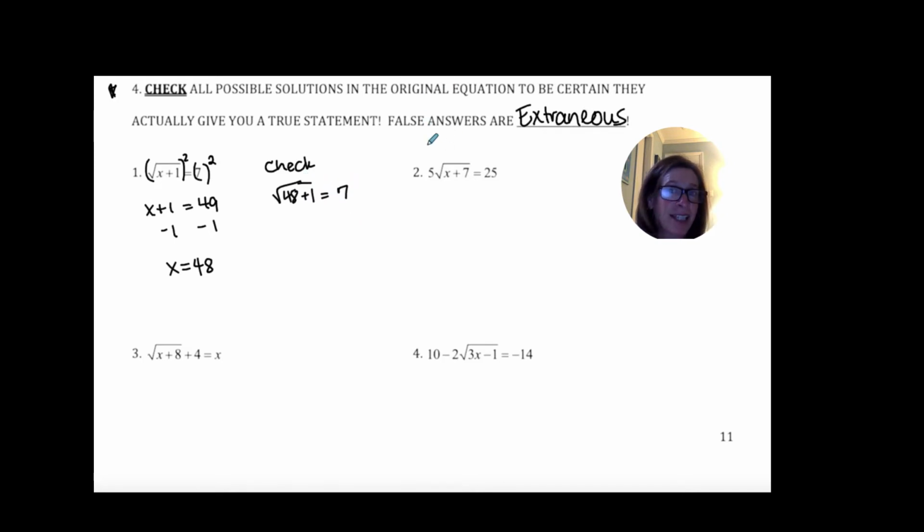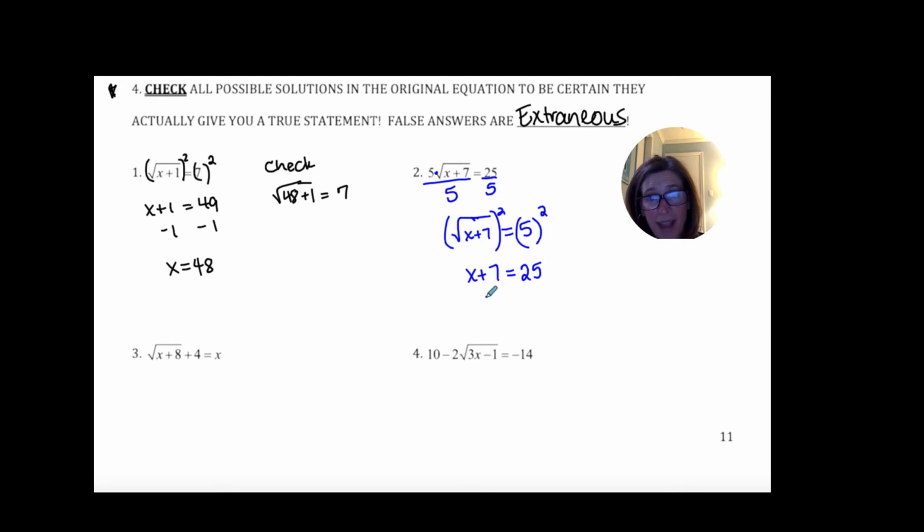Now I'm going to isolate. Looking at number 2, I have a 5 being multiplied to that radical, so I need to divide both sides by 5. So I get the square root of x plus 7 equals 5, and I'm going to square both sides. That's going to give me x plus 7 equals 25. Subtract 7, and you can see I get x equals 18. So these are just some basics, right? I still am going to check my answer. So 5 times the square root of 25, does that equal 25? The square root of 25 is 5, 5 times 5 is 25, so yes, it checks.